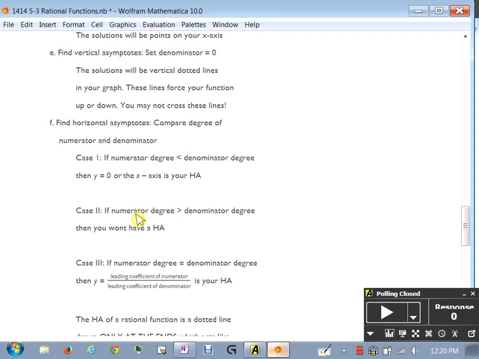If the numerator's degree is bigger than the denominator's, make sure you change that on your cheat sheet, then you're not going to have a horizontal dotted line. It's not going to be there. Which means, as you'll see in a second, we're going to have to figure out what happens then. If there's no magnet pulling our function down at the ends, what does it do? Right? We'll have to figure that out.